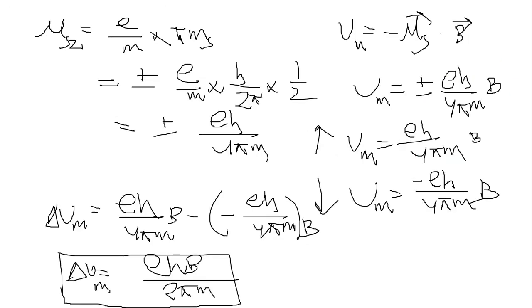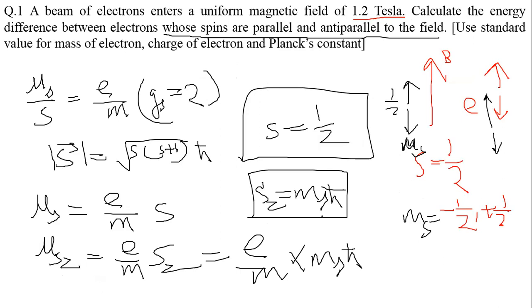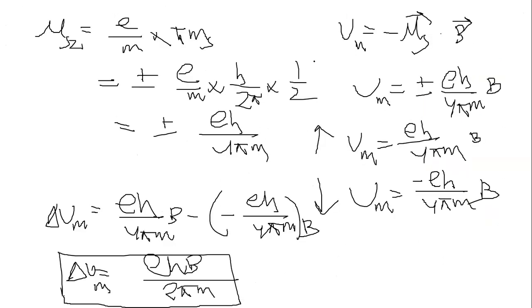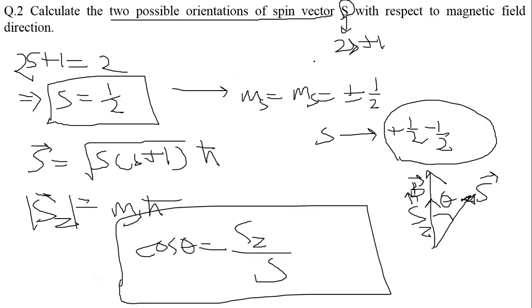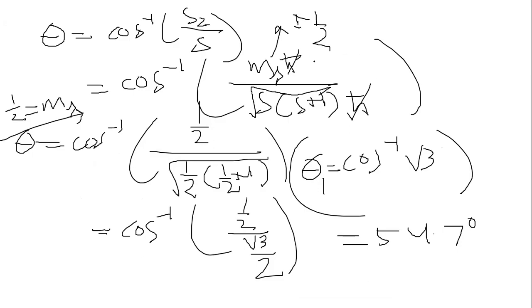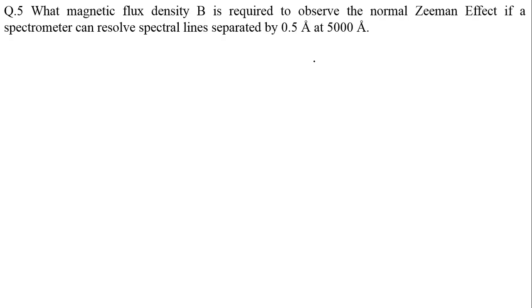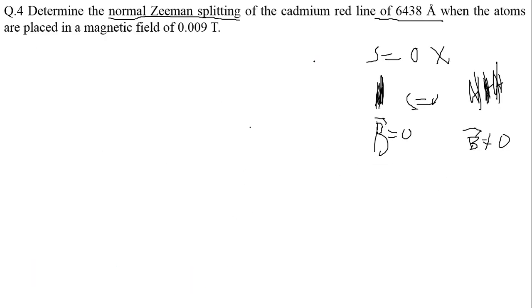So this energy difference is eh cross by 4 pi m B. One is positive, another negative. Here also we are considering spin, but in this case we will consider only the orbital magnetic moment, because for the normal Zeeman effect the spin of the electron is not considered. So basically here we will consider only the orbital magnetic moment.